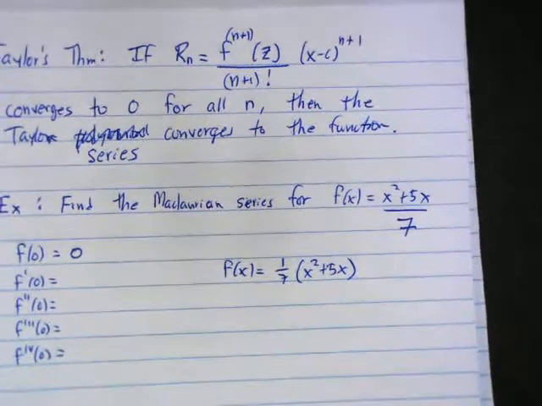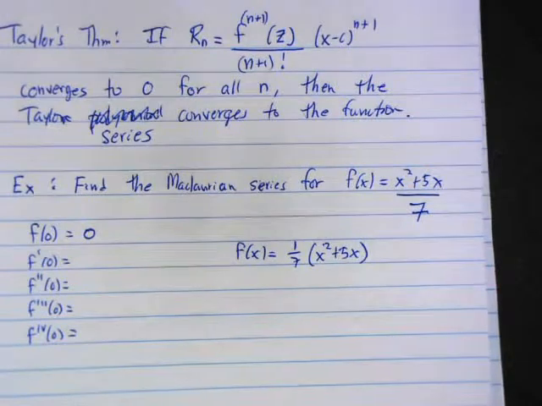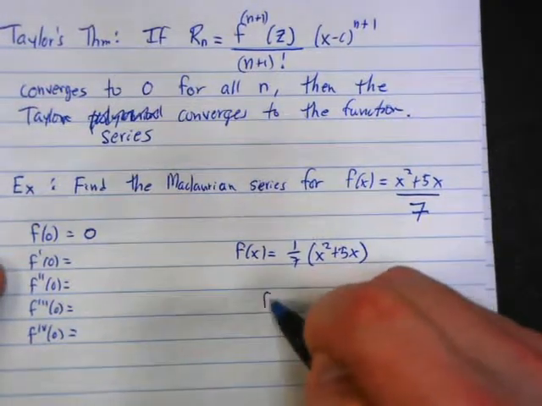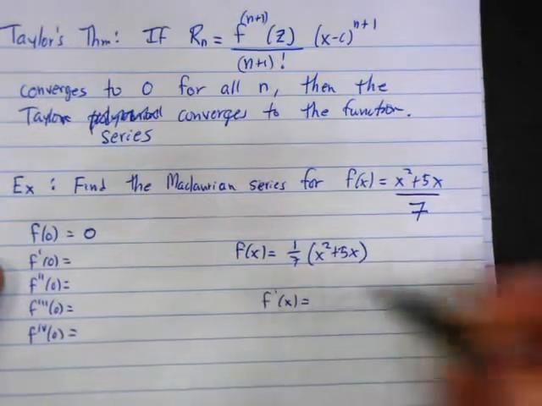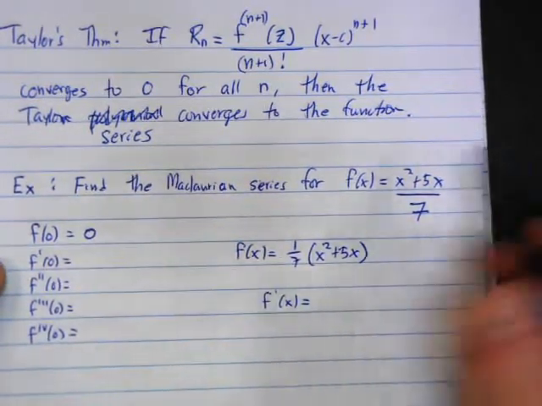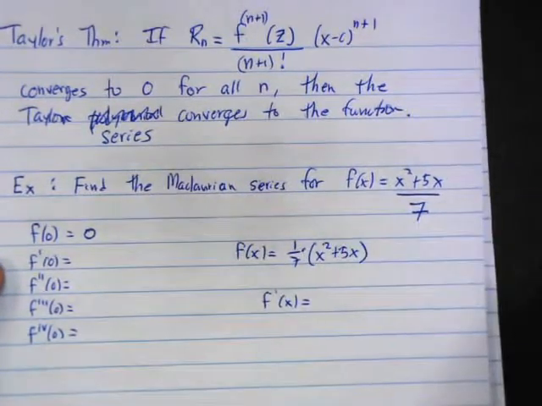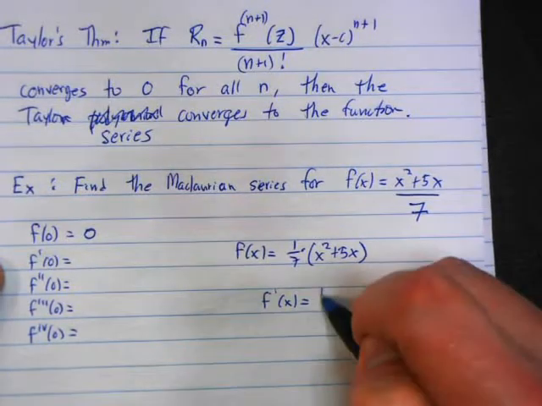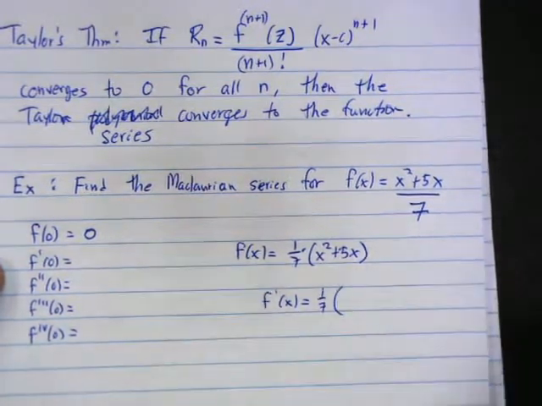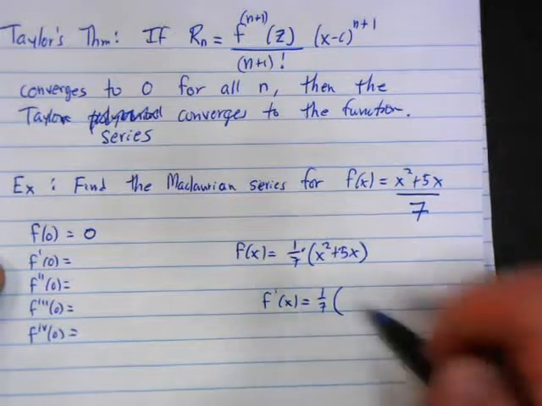What I would do is, instead of dividing by 7, I would write that as 1/7 times x squared plus 5x. And then how do I find the derivative? I don't need the product rule because that 1/7 is just a number. So that 1/7 is just going to stay, and I get 2x plus 5.